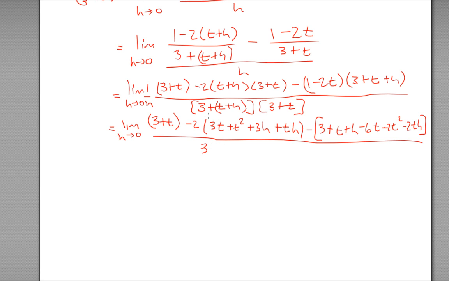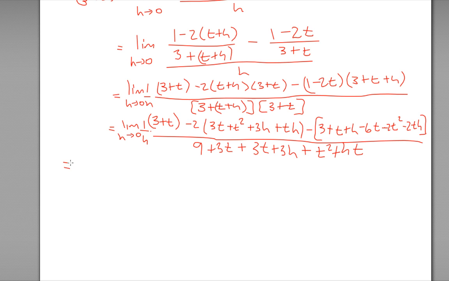3. Let's just actually FOIL this out. We have 9 plus 3t. Thanks everyone for pointing out I forgot h. I'm going to do that right now. 9 plus 3t plus 3t plus 3h plus t squared plus ht. I think that should be good for the bottom. And yes, I am multiplying this whole thing by 1 over h.